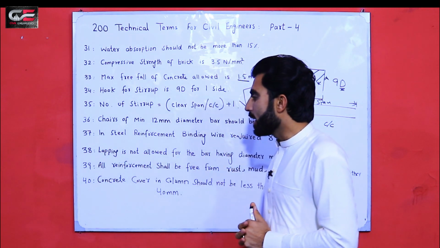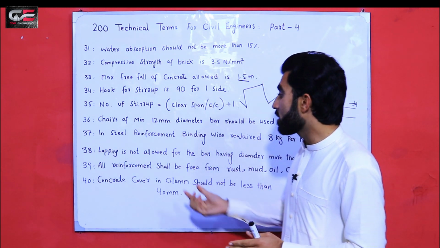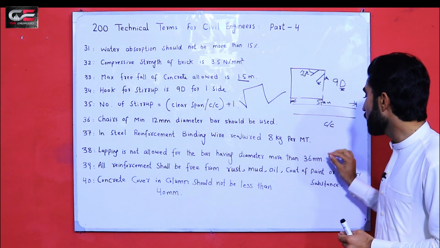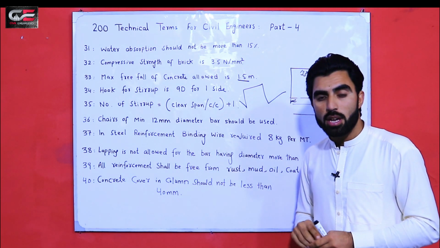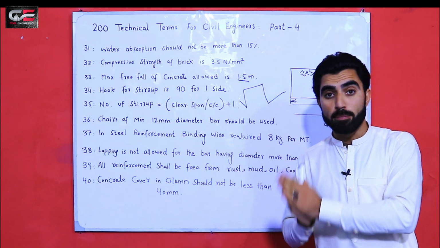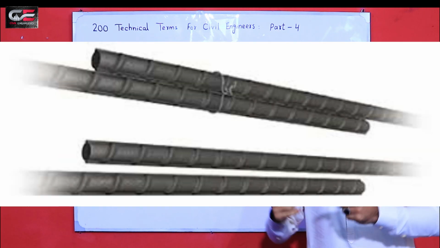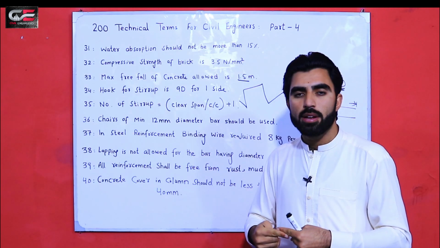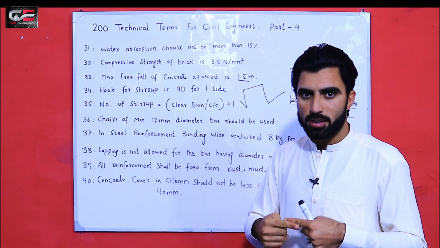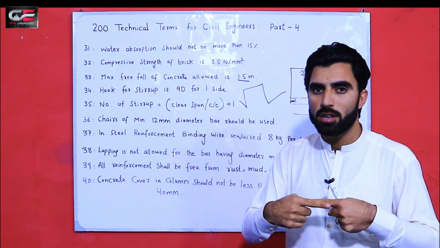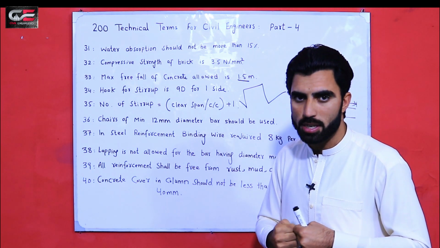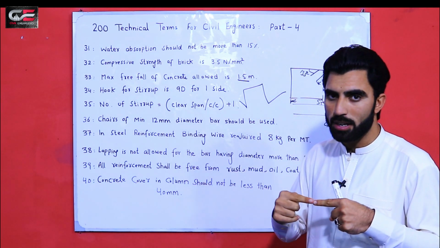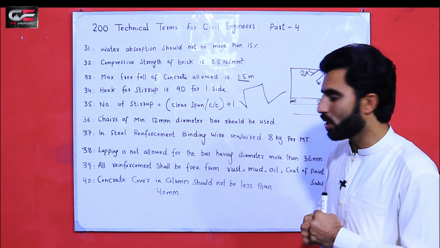Tip number 38, lapping is not allowed for bars having a diameter of more than 36 mm. If the diameter of the steel bar is more than 36 mm, we should not overlap. Lapping is not allowed, so we will weld the bars for 36 mm or more than 36 millimeter diameter of steel bar.